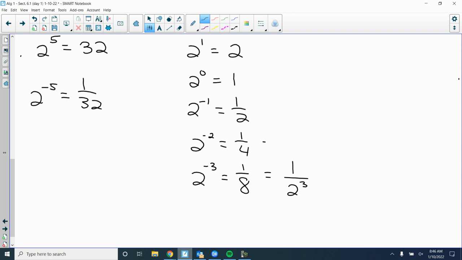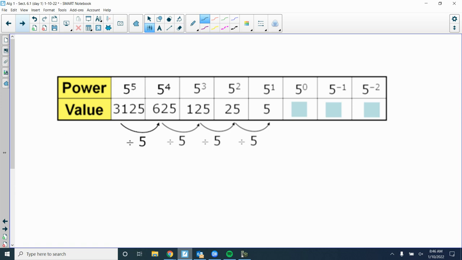2 to the negative second is the same as 1 over 2 squared. 2 to the negative first is the same as 1 over 2 to the first. That's always going to be our rule. This just kind of shows it again. Now that's on your paper, right?